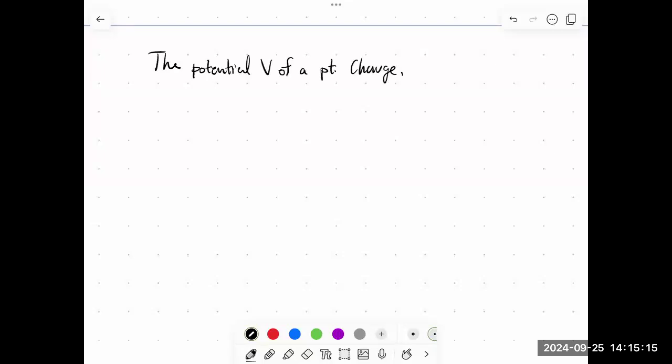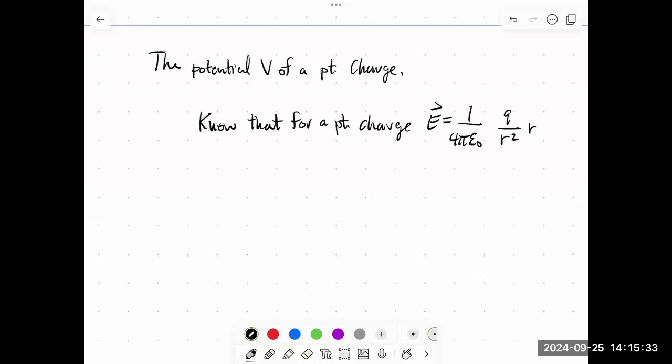Okay, so we know something about point charges already. We know that for a point charge, E is just these constants 1/4πε0, and then it's just Q over r squared. The electric field is going out radially from that point charge. So then we could just calculate a potential directly, which is equal to minus the integral from some reference point to some r of E dot dl.